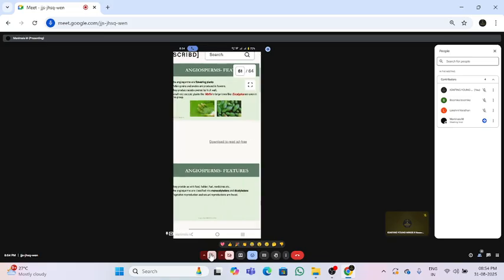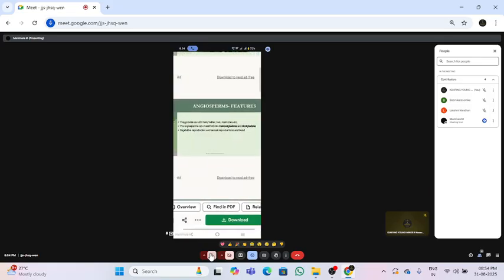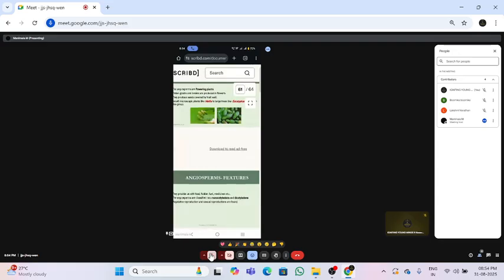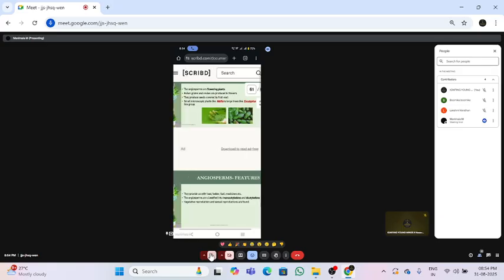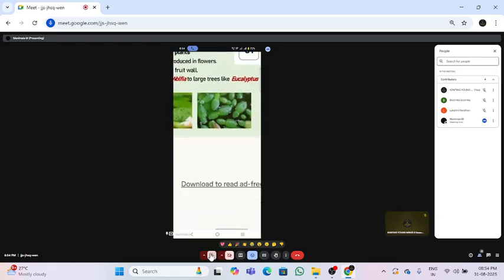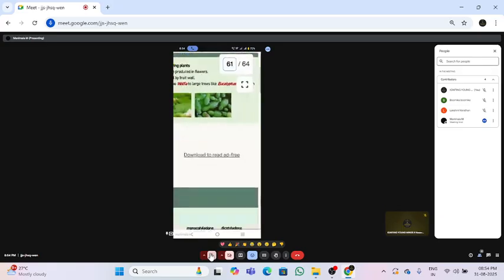Okay, the smallest one is Wolffia, a picture is given. The largest one is eucalyptus. Wolffia is a small microscopic plant, and the tallest tree, eucalyptus, will grow nearly 100 meters.